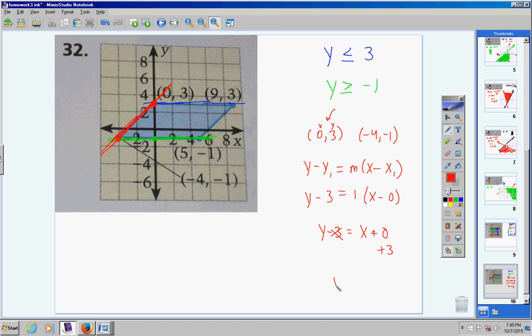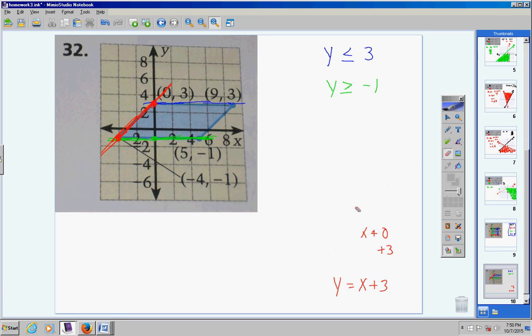Combine your like terms. Y equals x plus 3. Now we're doing really good. We found the linear equation of the line, but now we've got to decide whether we're going to put in a less than or a greater than symbol. Well, let me ask you a question. Are you ready for this?